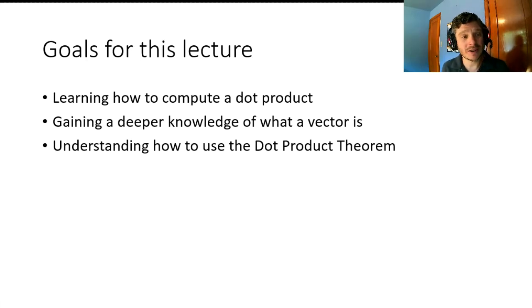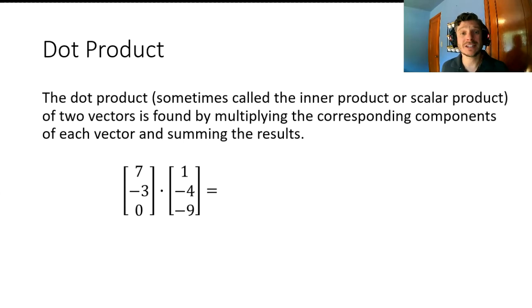I also want to talk a little bit about the deeper meaning or the deeper knowledge behind what a vector is and why that might be important. And then I also want to talk about the dot product theorem very quickly. So first of all, the dot product, how do we compute it? How do I actually find the dot product?